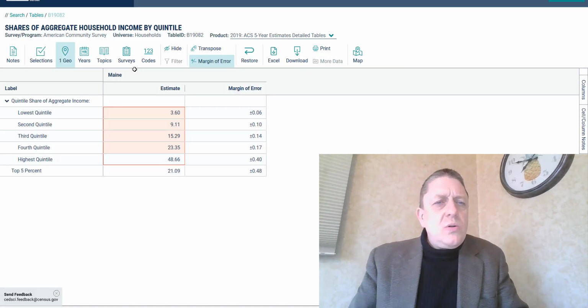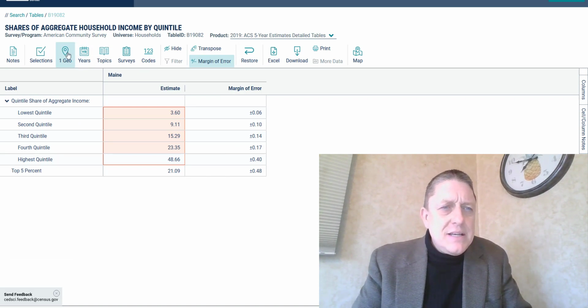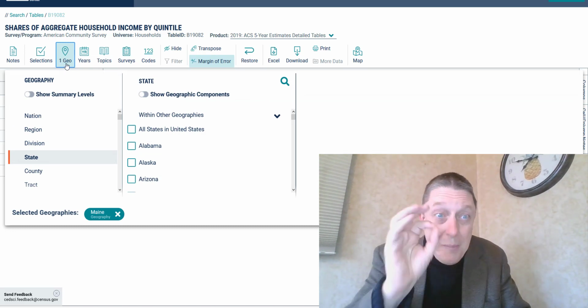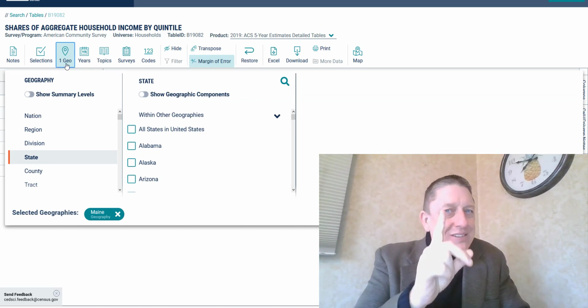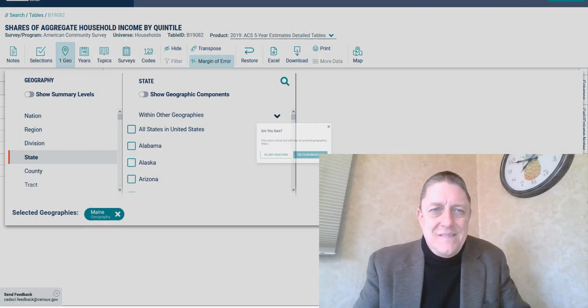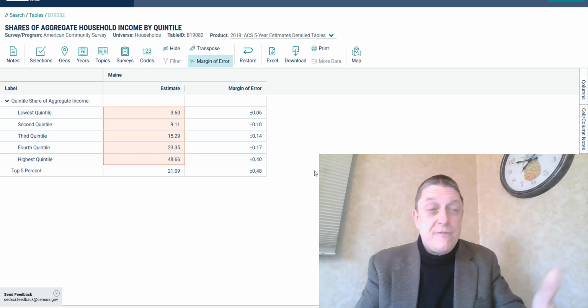So let's go back to our table and let's hit Geo again. And it's reminding me up here. Now, it doesn't just say Geo, it says 1 Geo. It's reminding me, oh yeah, you're looking at Maine. I'm going to want to clear the geographies there, just to make sure that each time I start afresh.